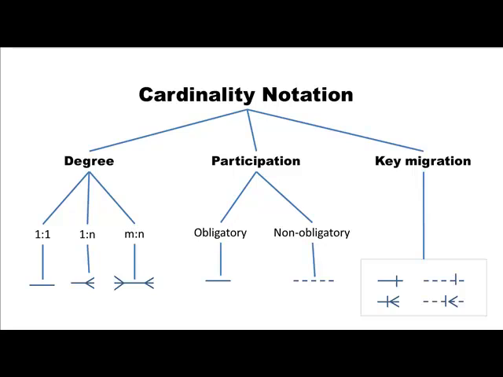Right, but what happens when the foreign key also happens to be part of the primary key? And we have seen examples of this. In this case, we show that this foreign key is actually part of the primary key by adding the key migration notation here, which is the vertical bar. And you can add it to a one-to-one relationship, one-to-many relationship, anything. It's possible. Okay, so we've looked at all of these aspects in the last class.